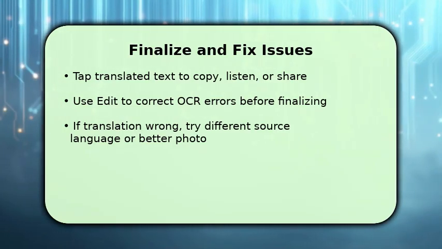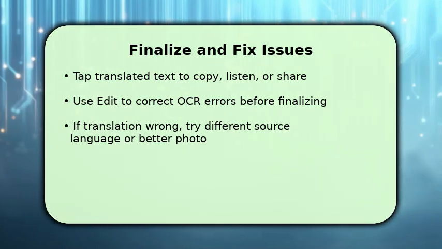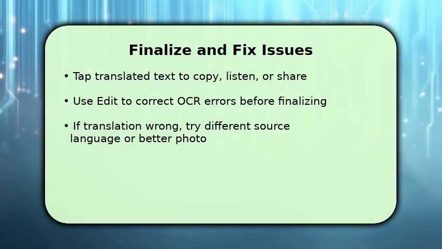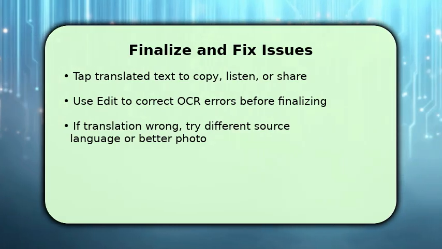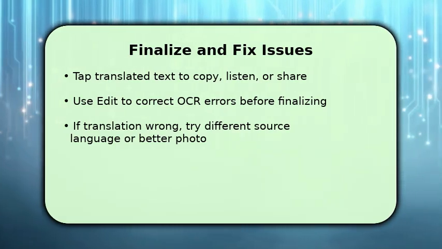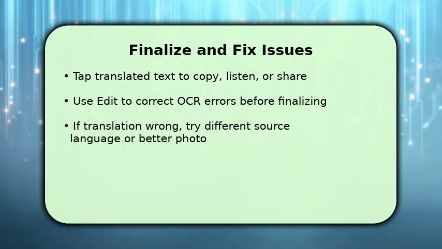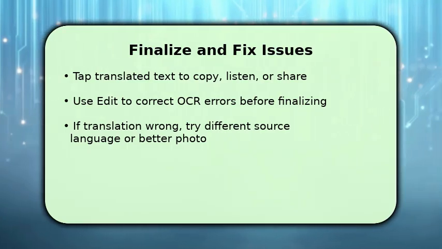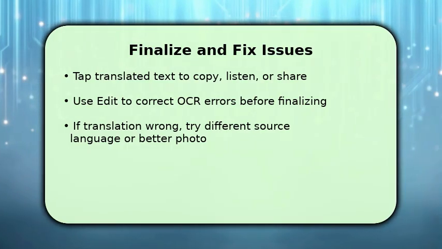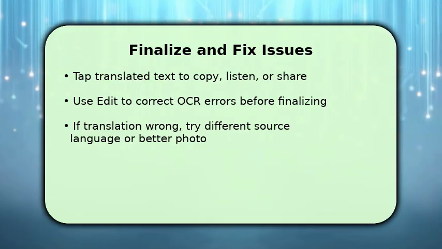That improves translation accuracy. For stubborn mistakes, import a higher quality photo or change the detected source language for a better match. If nothing works, clean the lens, increase lighting, or move closer. These final steps and one troubleshooting tip help you get reliable translations quickly.